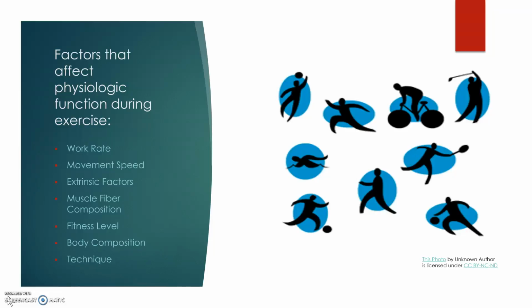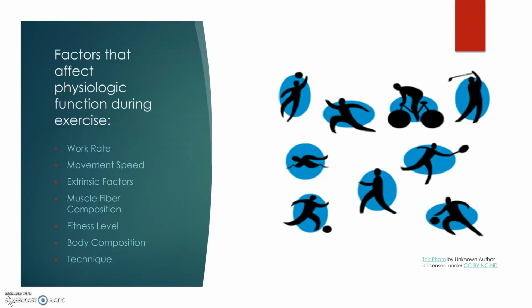Factors that affect physiologic function during exercise are work rate, which is mechanical efficiency, the energy expended from the contribution of the external work output. It's lower due to the increase in work rate and total energy expenditure compared to work output. Movement speed: the optimum movement speed increases as power output increases.